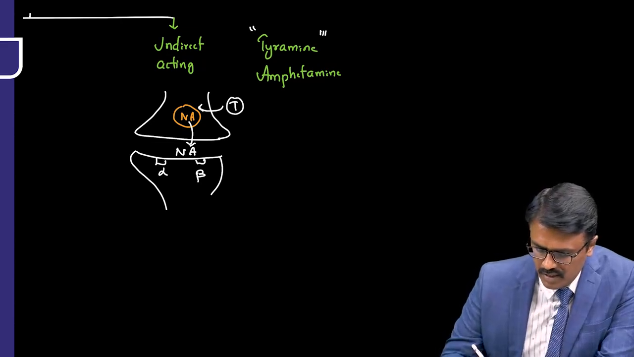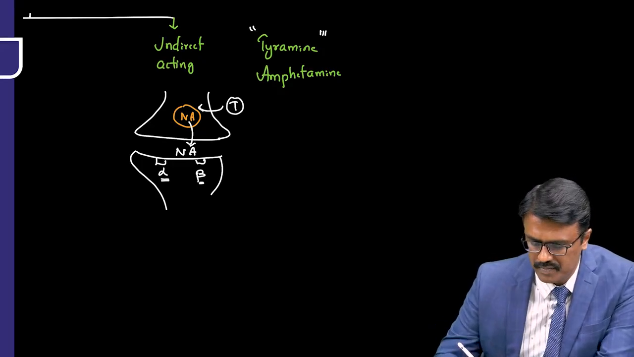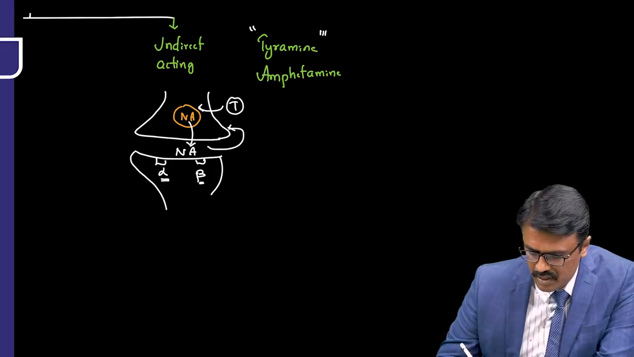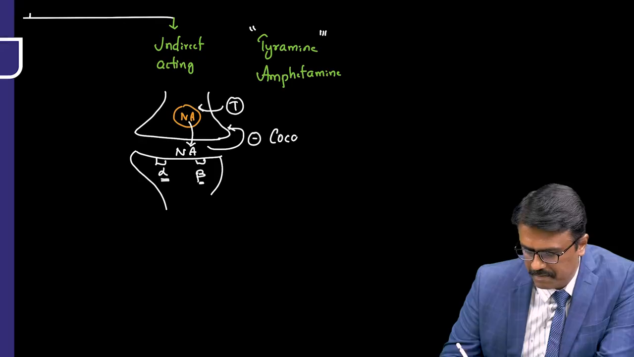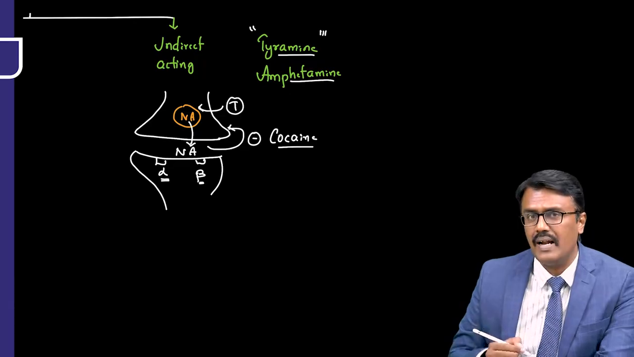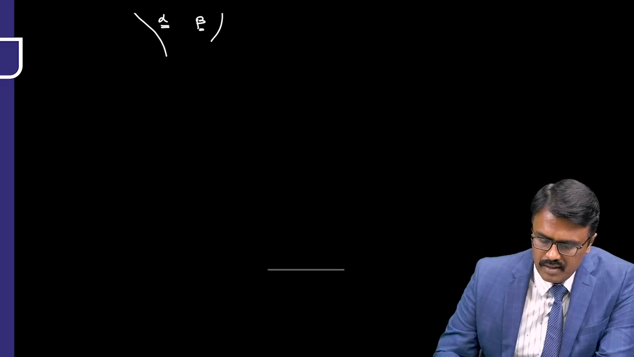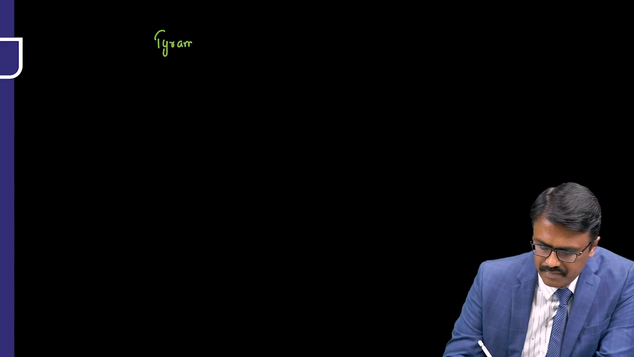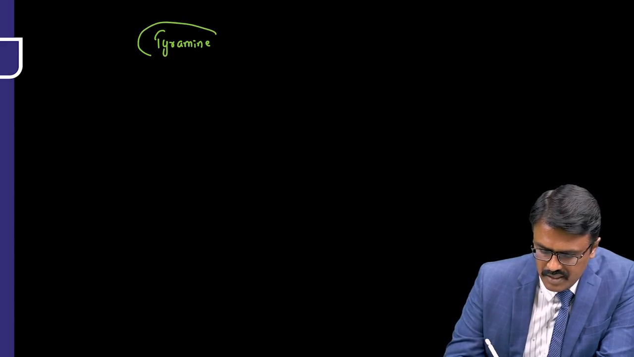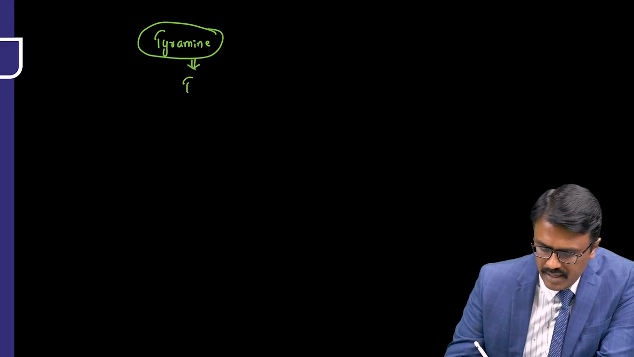So they don't stimulate alpha and beta directly. They release norepinephrine and that will act. Similarly, there is a drug which also inhibits the uptake of norepinephrine. The name is cocaine. So tyramine, amphetamine, cocaine, these are called indirect sympathomimetics. Now whenever we talk about tyramine, there is one specialty. The cheese reaction, I will discuss that later, but here for tyramine you have to remember something called tachyphylaxis.